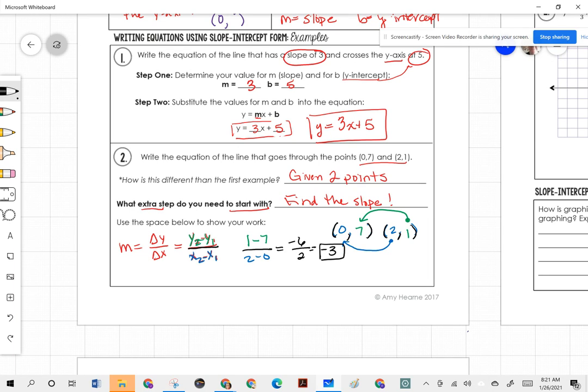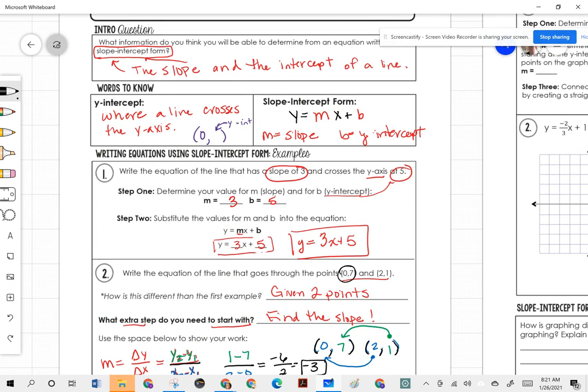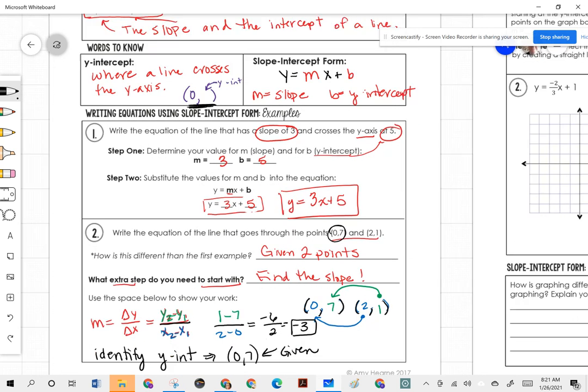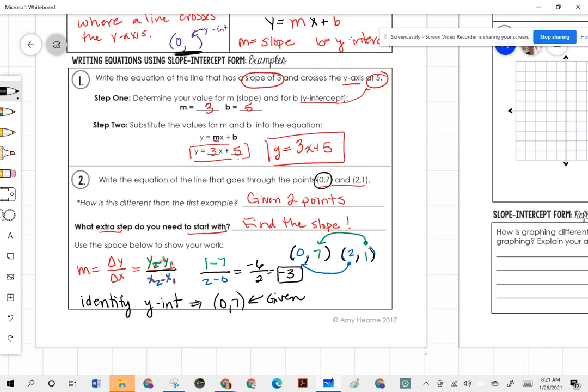And then the next thing I need to do is identify the y-intercept. Okay, well, out of these 2 points, my y-intercept is (0, 7). This was given. And remember that on a y-intercept, when the x is 0, that's what tells you that this is the y-intercept.